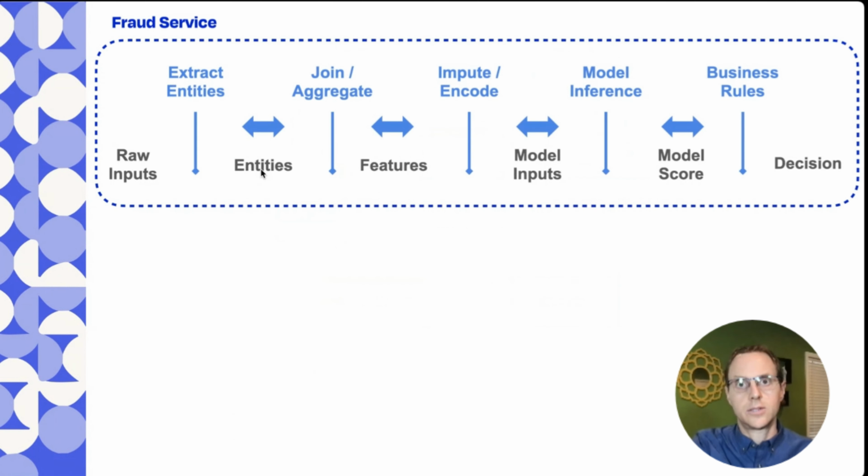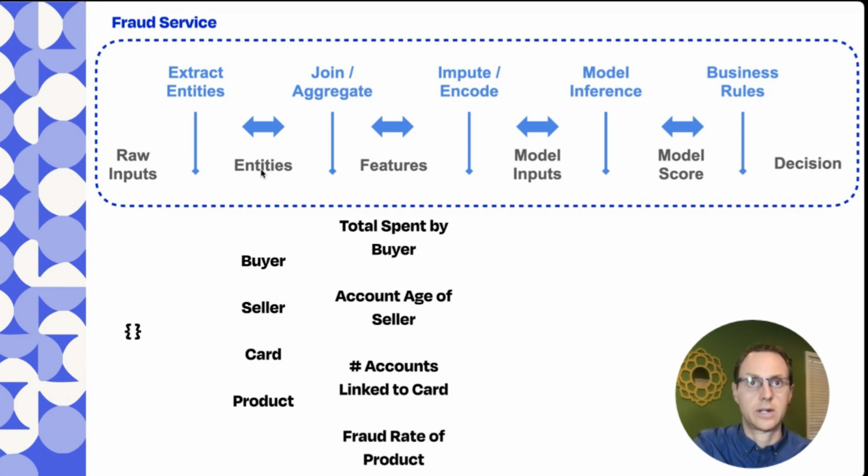If we double click on that fraud service and look at what's going on inside, there's quite a bit typically happening in there. It really starts with the raw input that we're getting in. Then typically the next thing you're going to do is extract the various entities that you care about. In this case, things like the buyer, the seller, the particular payment method, the product ID, and so on. And then for those, you're going to be computing features that are relevant to the risk.